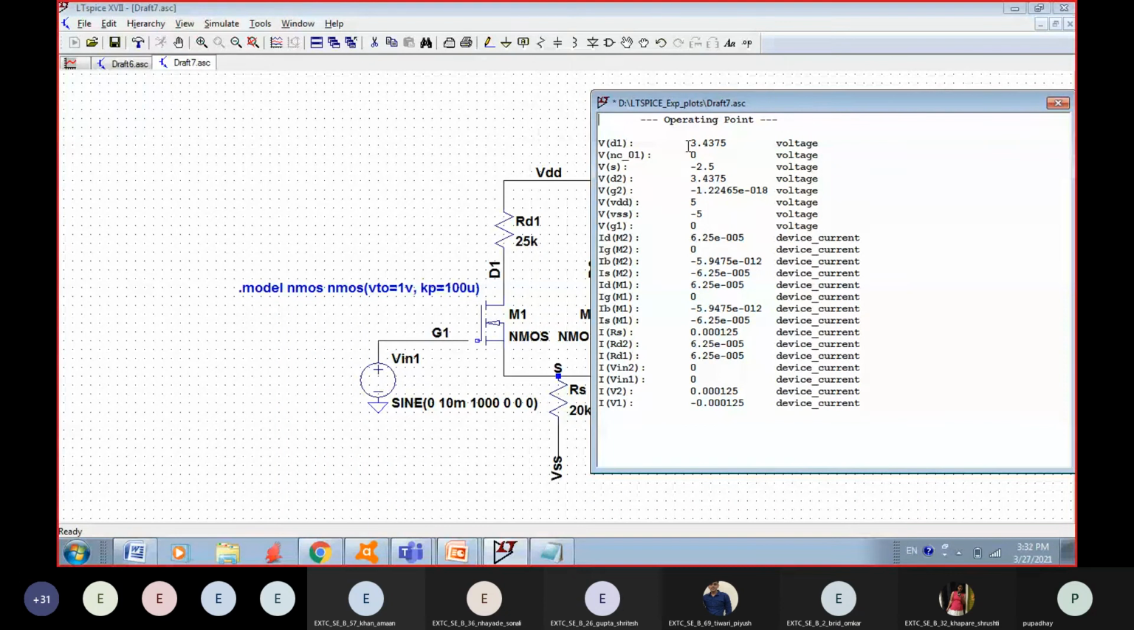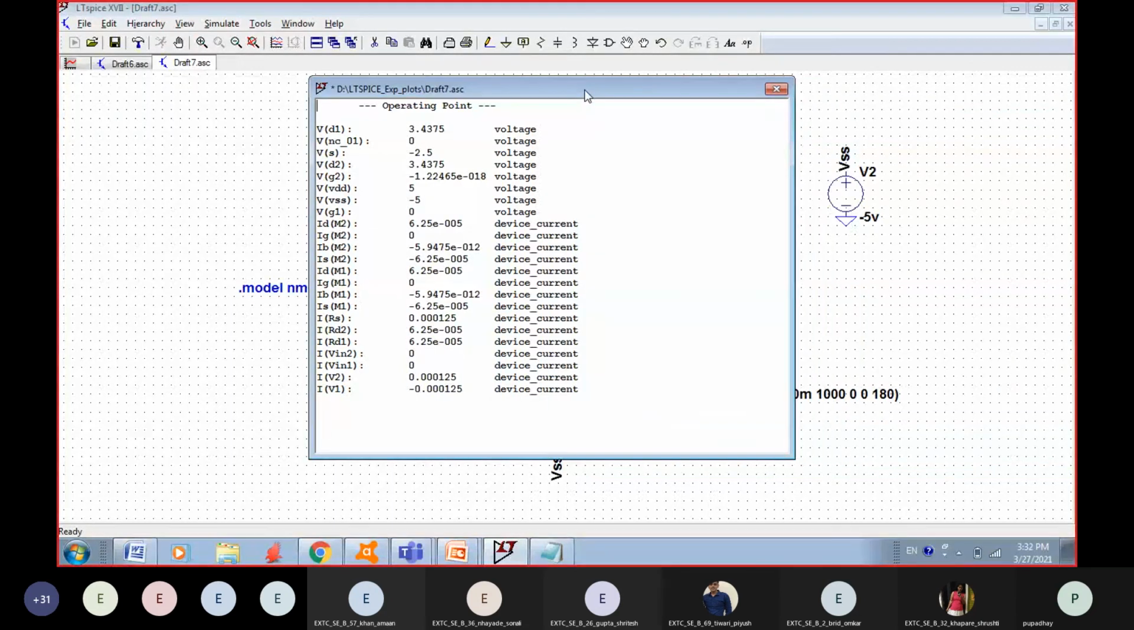Okay, so this is what we have done, the DC analysis, and I don't want to go for AC analysis. So that's it for today. This was the last practical, and if you have any query, please let me know.